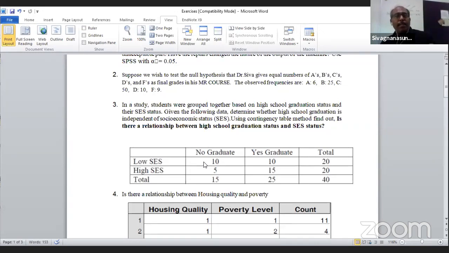Someone is asking about there being no association. You can use the words "no association" only in this type of chi-square test, not the earlier one, because the earlier one is the goodness of fit, where you look at whether the expected frequency and observed frequency are matching. Here we are looking at whether there is a relationship between these two. Here you can use the words "there is no association." You should be very, very careful. You cannot simply use "no association" everywhere in all chi-square tests.